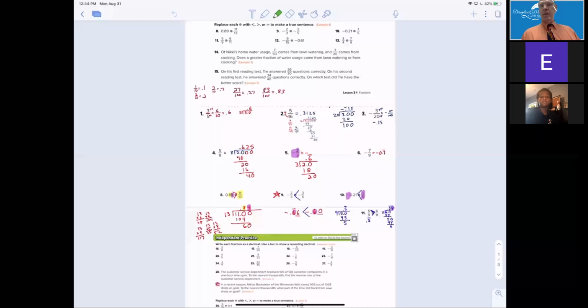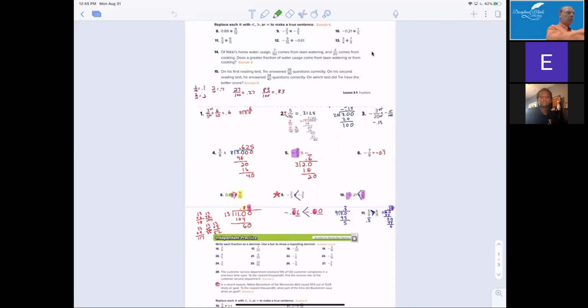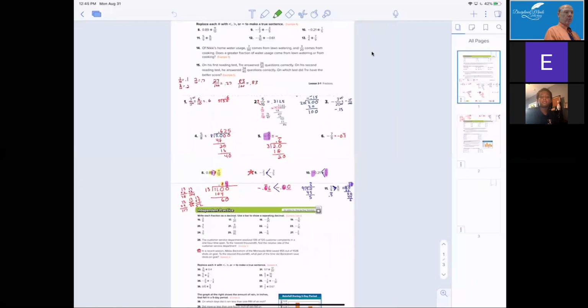Okay, so now, again, what I want to do is add a page because I need more room. So I click down here at the bottom corner and I'm going to add a page.